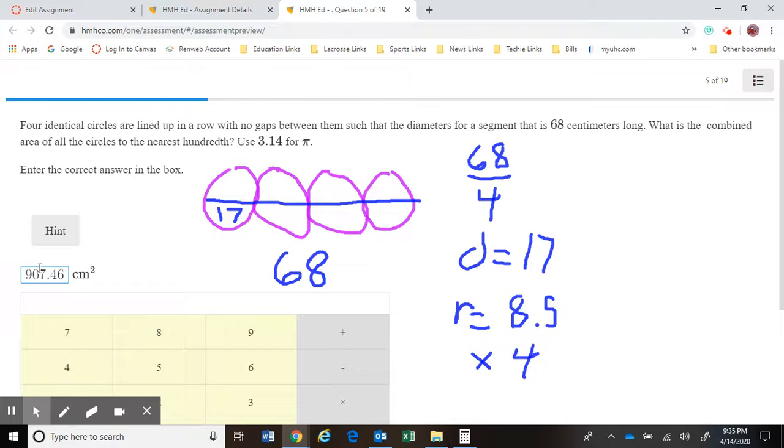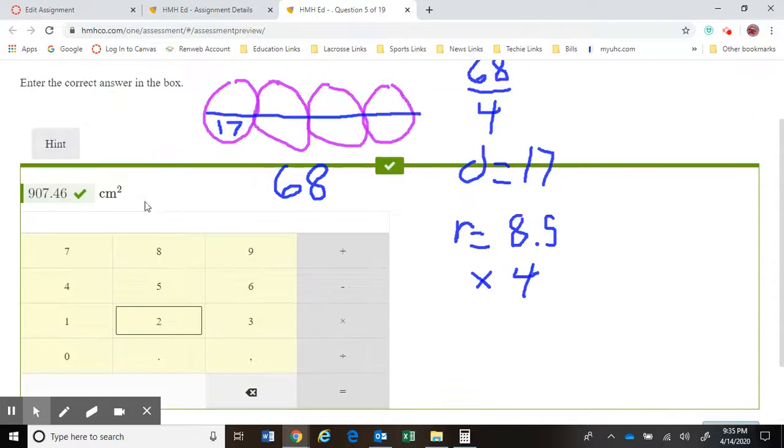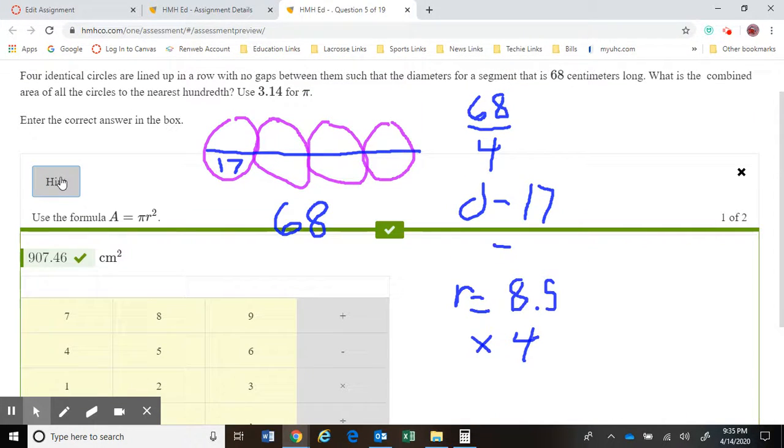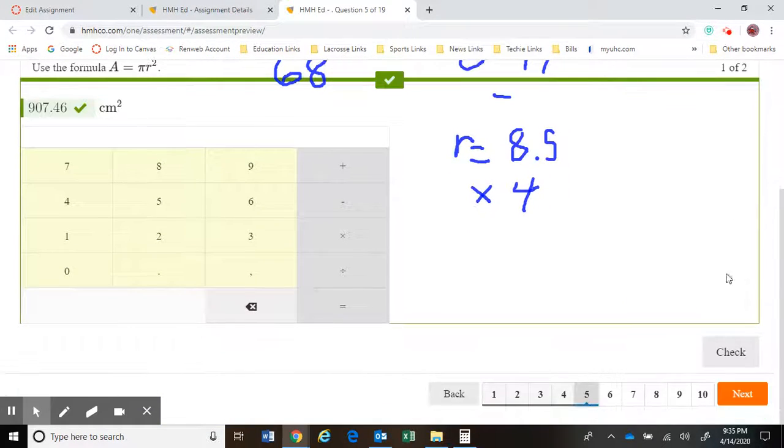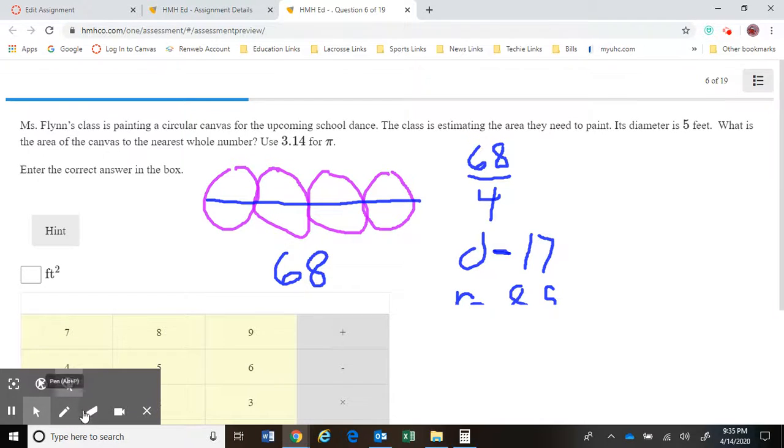907.46 centimeters squared. Okay, and of course, if you go through all the hints, it's going to tell you the same thing: divide the length, and so on. Okay, this is the last word problem type, and then we're going to go on to some mathy problems that really you can do very, very quickly.